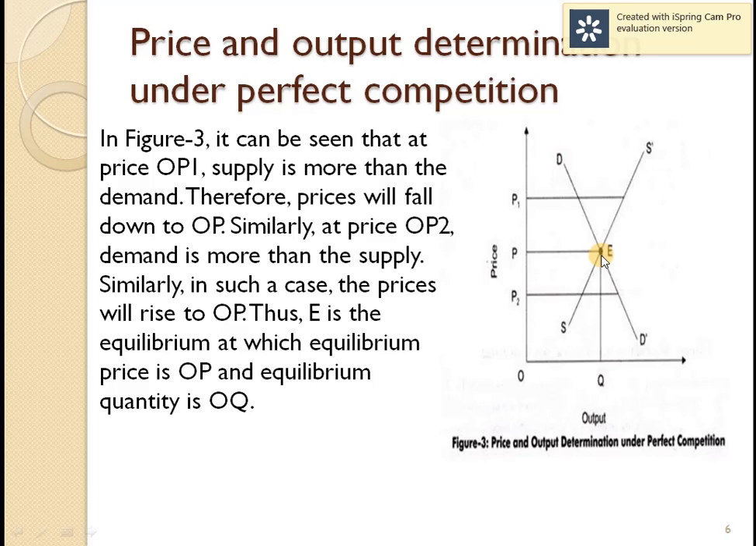What is the original price? OP is the original price and EQ is the original quantity. So OQ will be equal to EP and OP will be equal to EQ. This is called the equilibrium point, where you buy at OP price the OQ quantity. Did you understand?